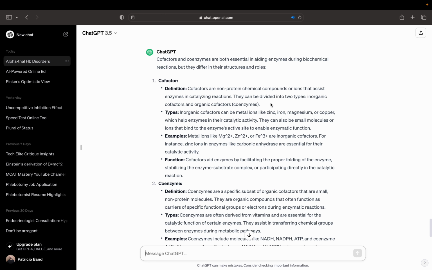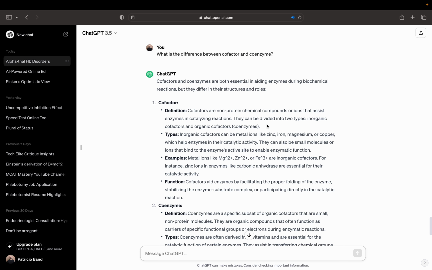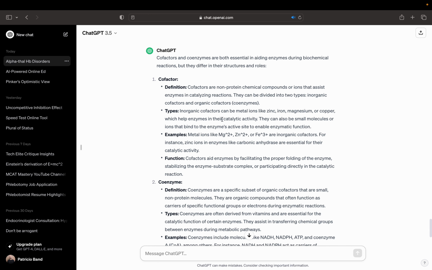Cofactors are non-protein chemical compounds or ions that assist enzymes in catalyzing reactions. They can be divided into two types: inorganic cofactors and organic cofactors, which are coenzymes. Inorganic cofactors can be metal ions like zinc, iron, magnesium, or copper, which help enzymes in their catalytic activity. It can also be small molecules or ions that bind to the enzyme's active site to enable enzymatic function. Metal ions like Mg2+, zinc 2+, or iron 3+ are inorganic cofactors. For instance, zinc ions in enzymes like carbonic anhydrase are essential for their catalytic activity, and cofactors aid in facilitating the proper folding of the enzyme, stabilizing the enzyme substrate complex, or participating directly in the catalytic reaction.